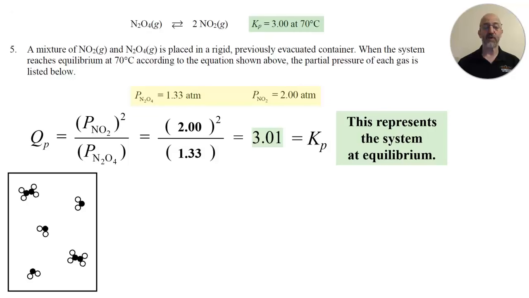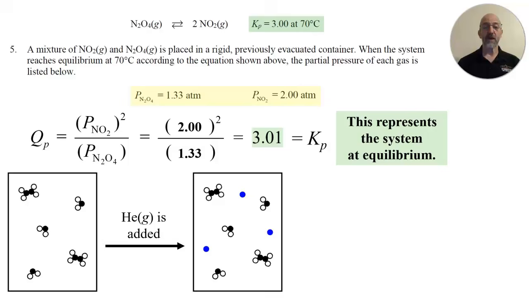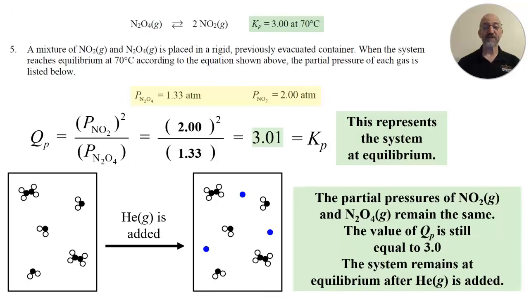So what we're considering in this particle diagram is that we had a mixture of the gases NO2 and N2O4, as you can see in this particle diagram. Now, a small amount of helium gas is added, represented by the blue circles in this diagram, but the partial pressures of NO2 and N2O4 remain the same. Therefore, the value of the reaction quotient Q is still equal to 3.0. And the system remains at equilibrium after the helium is added because Q still is equal to K.